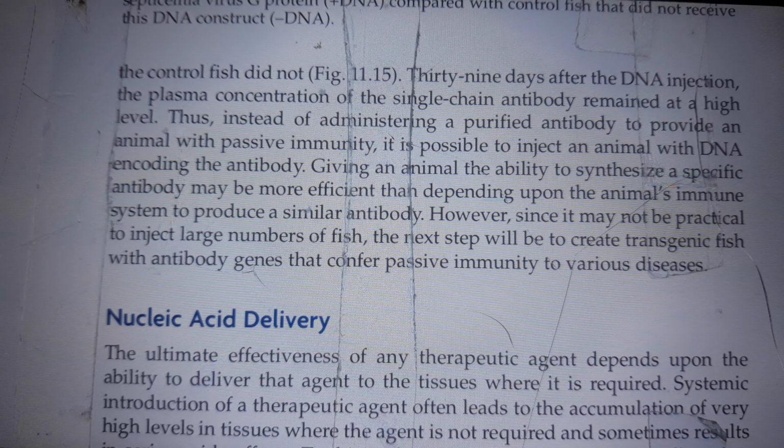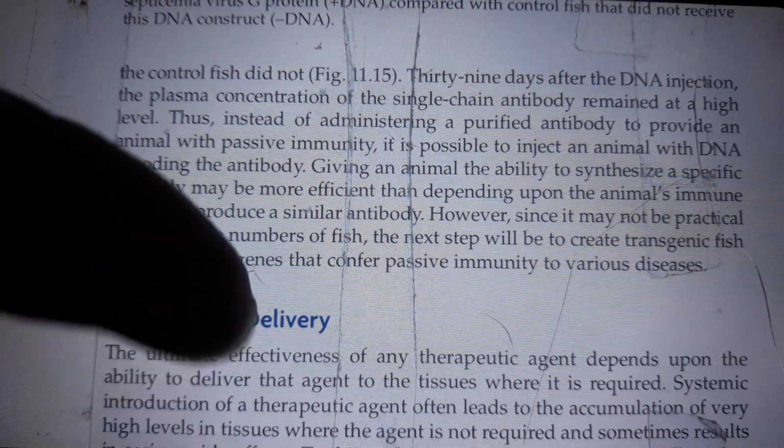Giving an animal the ability to synthesize a specific antibody may be more efficient than depending upon the animal's immune system to produce a similar antibody. However, since it may not be practical to inject large numbers of fish, the next step will be to create transgenic fish with antibody genes that confer passive immunity to various diseases.